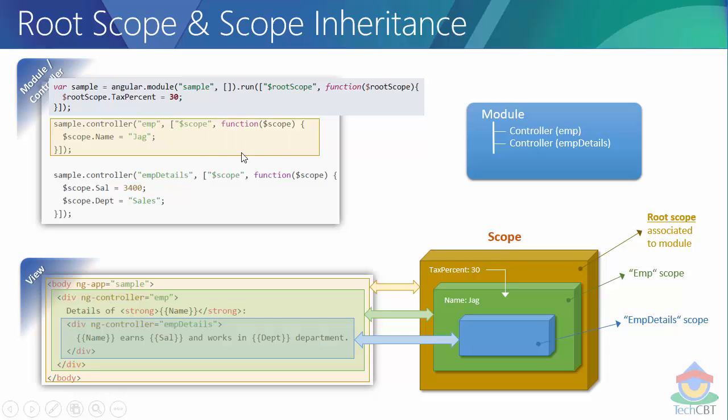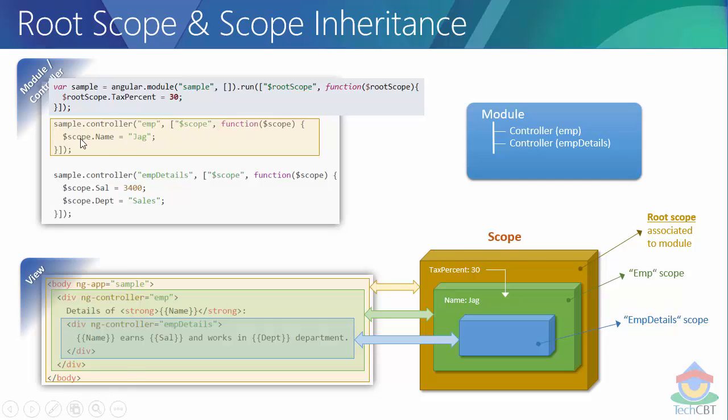Now coming to the EMP scope. As we know, once the scope has been created, the controller gets instantiated, gets merged to the scope, and this function gets executed. And as part of this function, I'm saying $scope.name equal to jag. Which means a new member for the scope of EMP will be created and a value will be assigned to it. And now you can see I have name and jag. The most important thing is that tax% 30 will be automatically made available to this EMP scope. So that is pretty important.